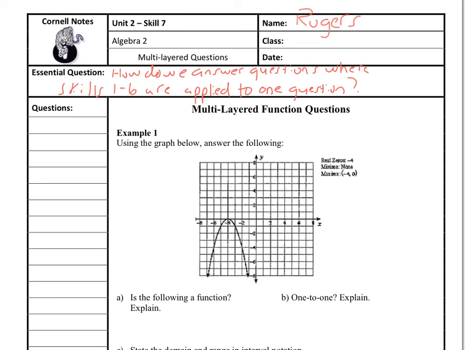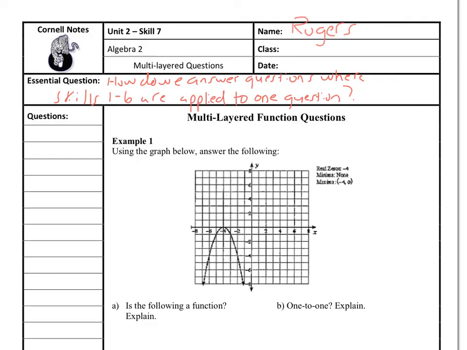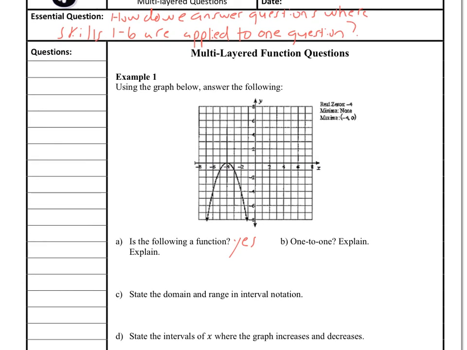And the answer is going to be yes. And we need to be writing the explanation, why is it a function? It passes the vertical line test, and there is one y for each x. So passing the vertical line test, when we draw that vertical line anywhere on here, there we go.